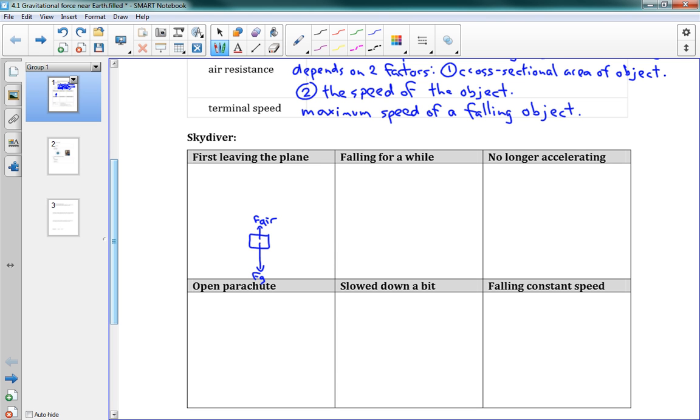But as that skydiver has been falling for a while, he's going to be experiencing the exact same amount of gravity, but he's going to pick up some speed, so he's going to experience more air resistance. And as he gets even faster, eventually that air resistance gets so large that it is perfectly balanced with gravity, and it means that he's not accelerating anymore. If the air resistance is equal to gravity, that means our net force is going to equal 0, which means that we're not accelerating and we hit our terminal speed.